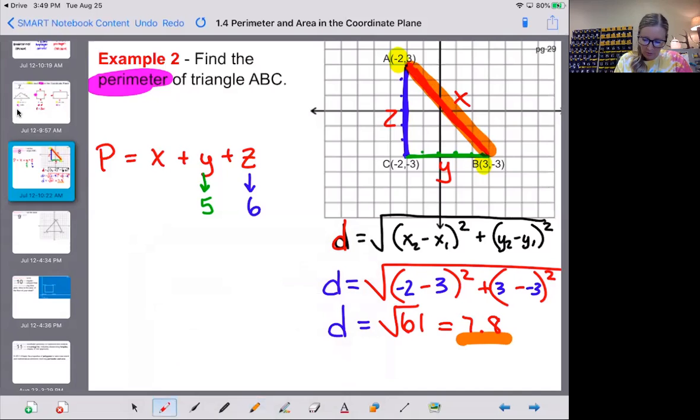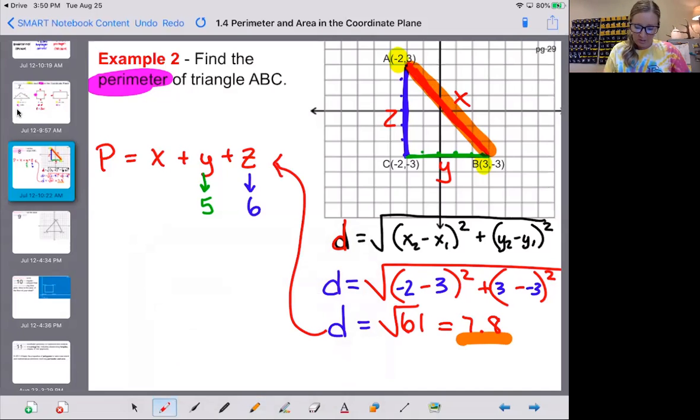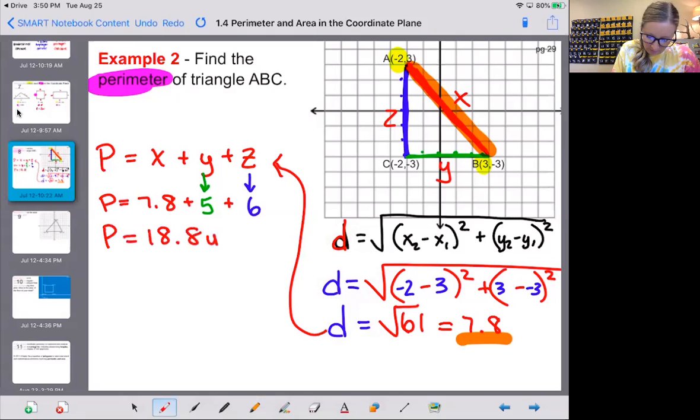So if we go all the way back over here to the beginning of the problem, we needed to find X, Y, and Z so we could add them together to find the perimeter. And so I'm going to now plug in X, which we now know is 7.8. And now we can add all of these together to find the perimeter. So grab your calculator, add the 5 and add the 6, and you'll see that we get the perimeter is 18.8 units. Okay, and that is our answer.